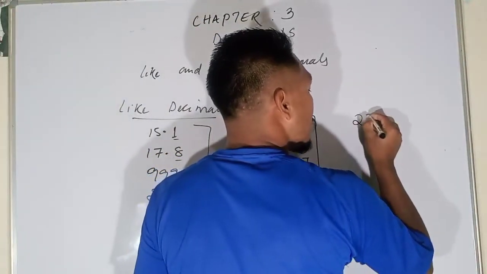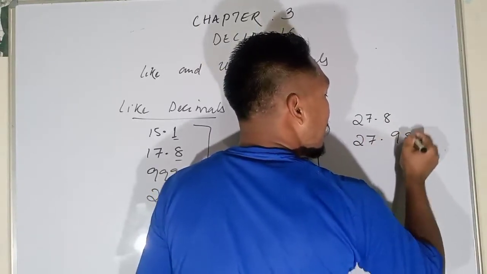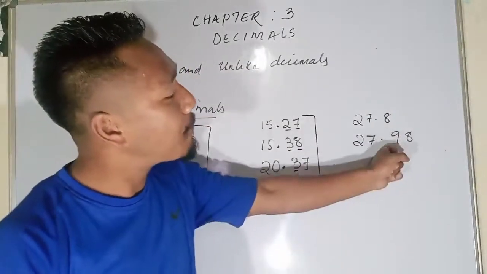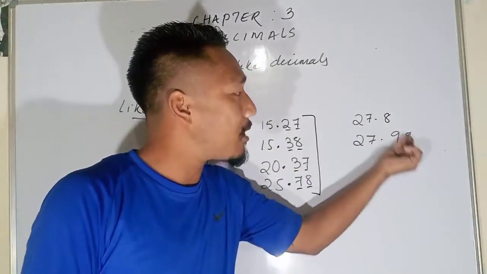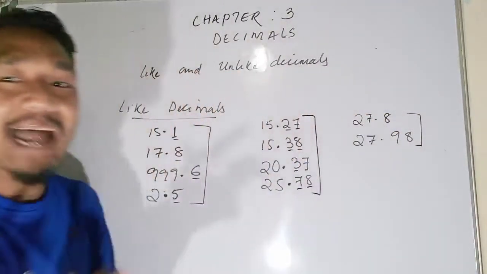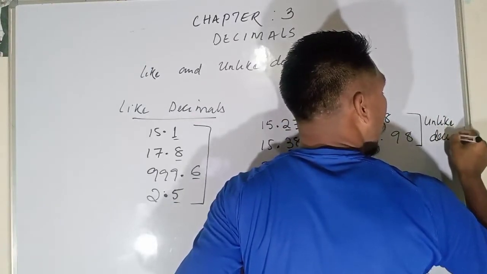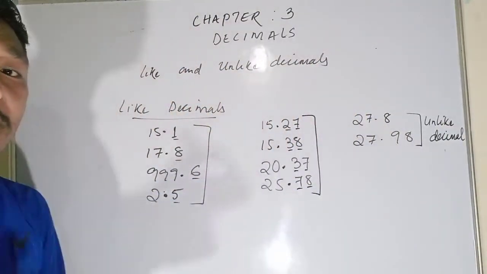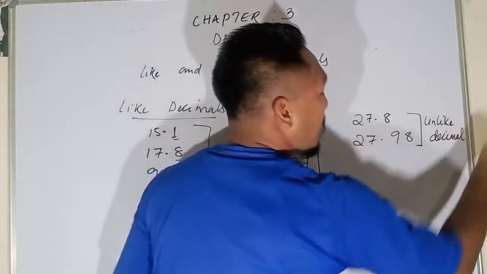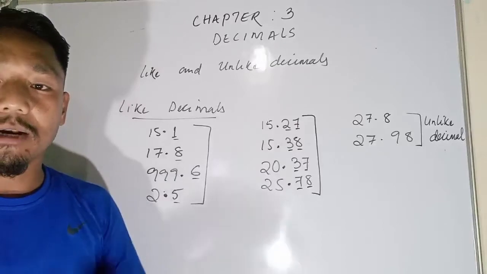But we cannot consider 27.8 and, let's say, 27.98 as like. The 27 is the same, but after the point we have only one digit here and two digits there. They are not the same. Then such numbers are considered unlike decimals. Unlike decimals mean the number of digits after the point is different. So you're clear about unlike decimals.